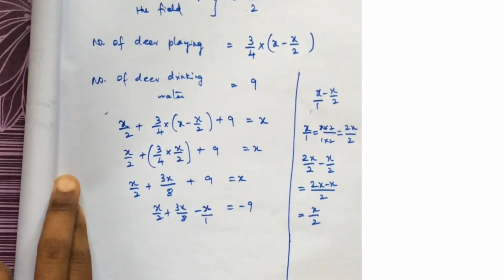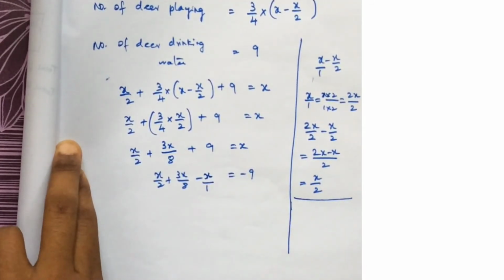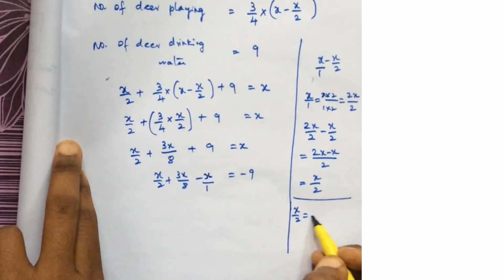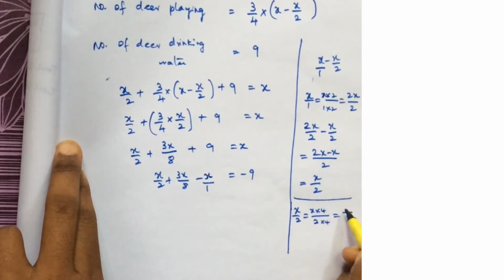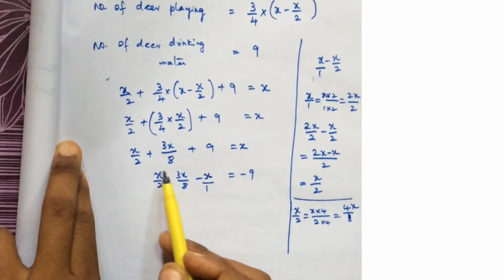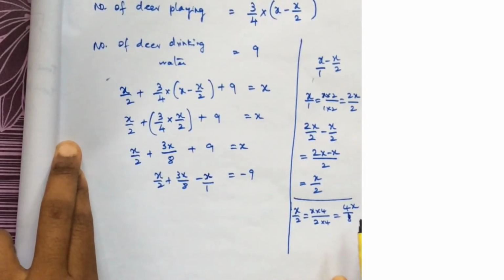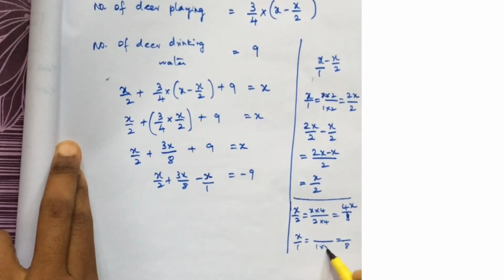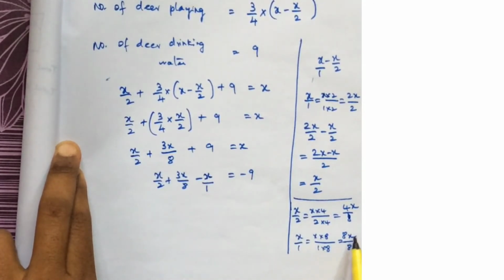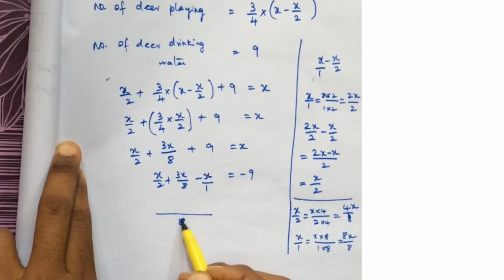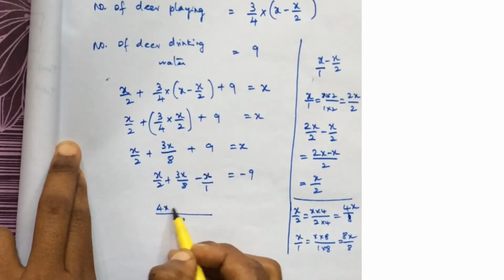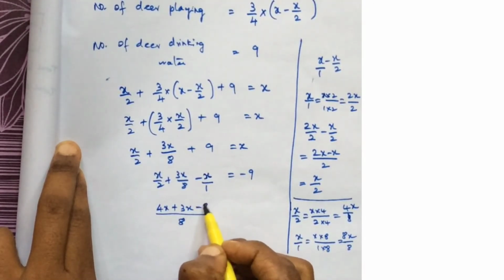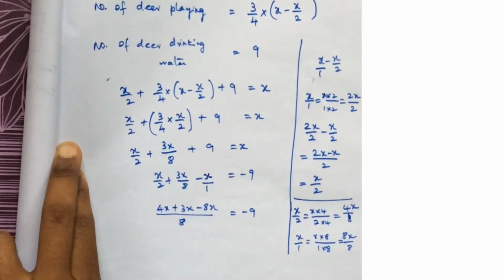So taking LCM, this x by 2 can be written as 8, 2 multiplied by 4 and x multiplied by 4 is 4x. Instead of this x by 2, I can write 4x by 8. For this x by 1, this is 8x. So instead of this x by 1, I can write 8x by 8. Now the LCM is 8, x by 2 is 4x plus 3x minus 8x, that is equal to minus 9.